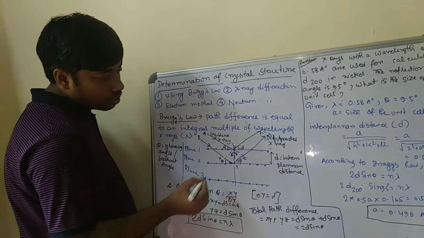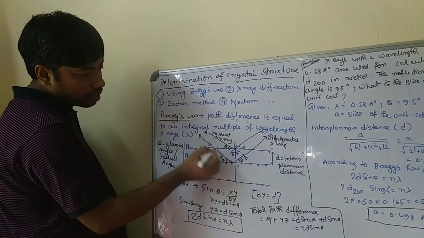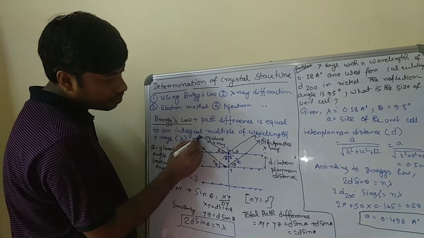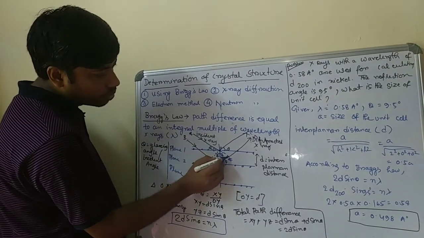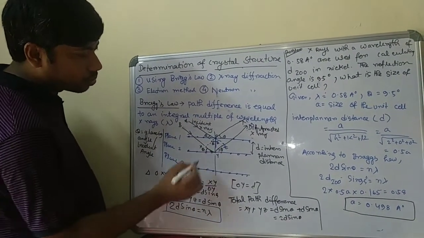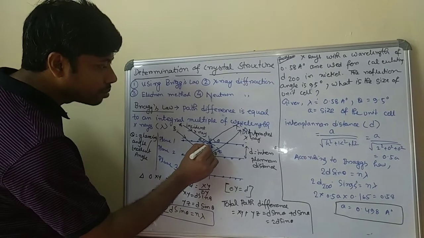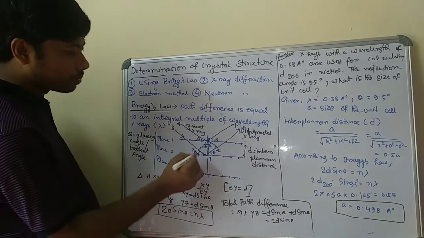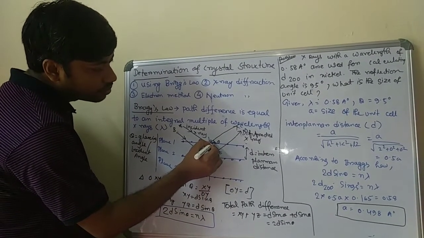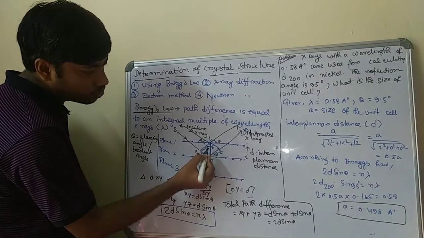Now, if you draw the normal, or extend the line here, it will cut the BY line at X. Similarly, if you extend the line to the DY, that will be OX. That forms a triangle. If the incident angle is theta and the deflected angle is also theta, then this angle is also theta because it is the opposite angle, and similarly this is also theta.